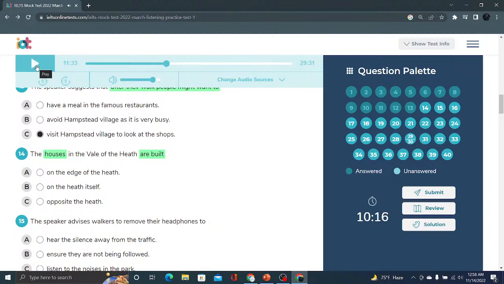Did you get the answer? You have said Valley of the Heath, which has some spectacular houses built on the Heath itself. So what do you think the answer would be? Because you were saying built on the Heath itself.